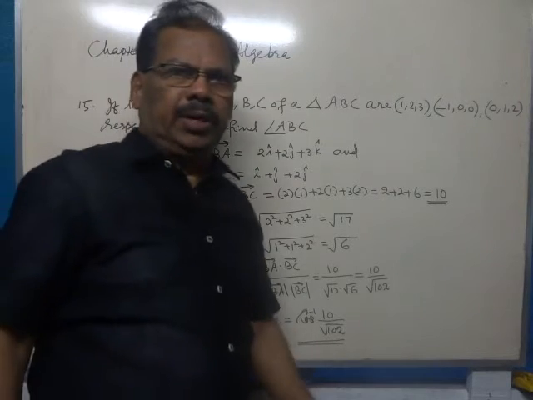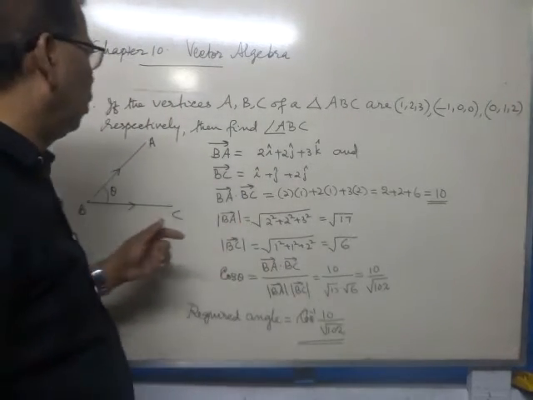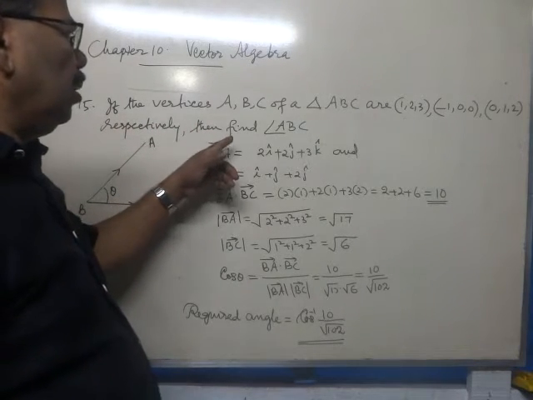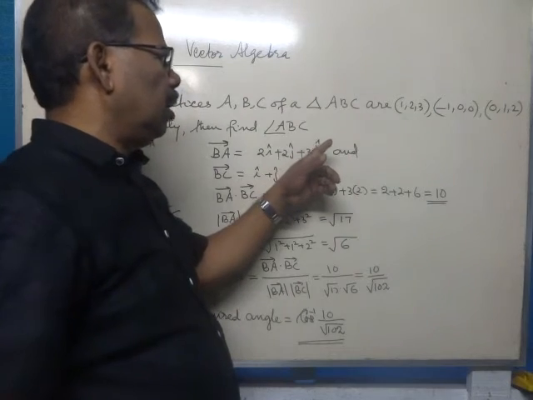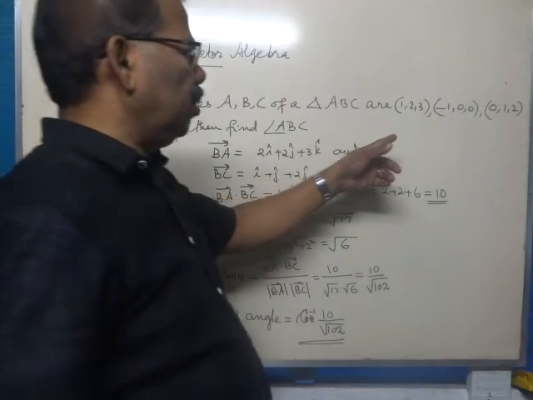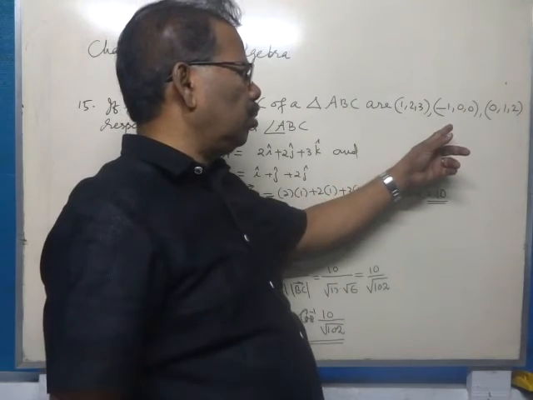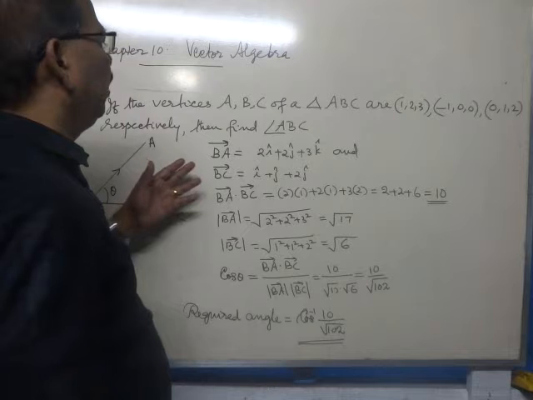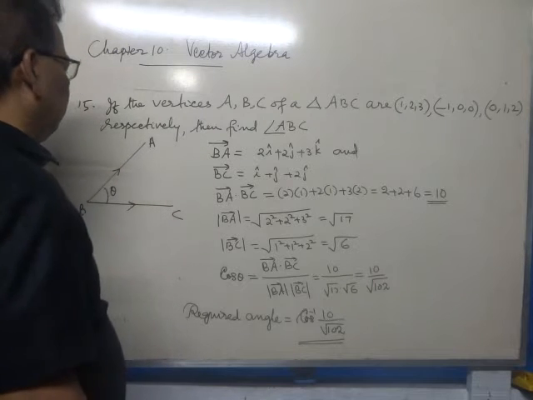Now question number 15, an important question. If the vertices A, B, C of a triangle ABC are (1, 2, 3), (-1, 0, 0) and (0, 1, 2) respectively, then find angle ABC.